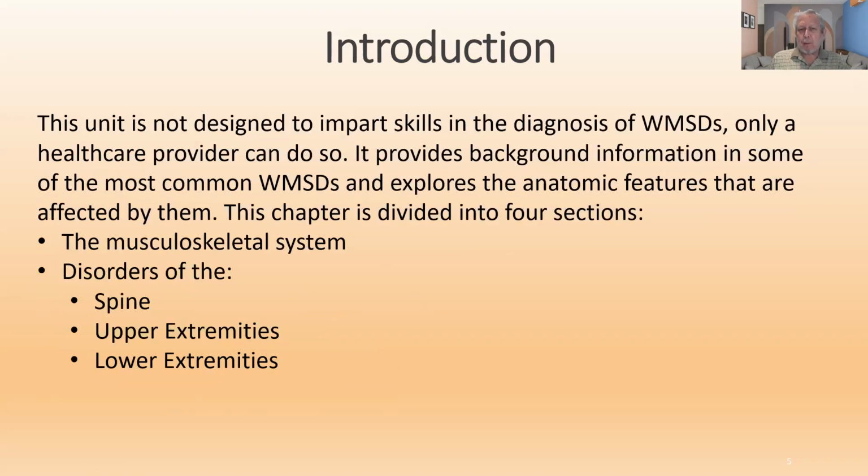This unit is not designed to impart skills in the diagnosis of work-related musculoskeletal disorders. Only a healthcare provider can do that. It provides background information on some of the most common WMSDs and explores the anatomic features that are affected by them. This chapter is divided into 4 sections: the musculoskeletal system, disorders of the spine, upper extremities, and lower extremities.